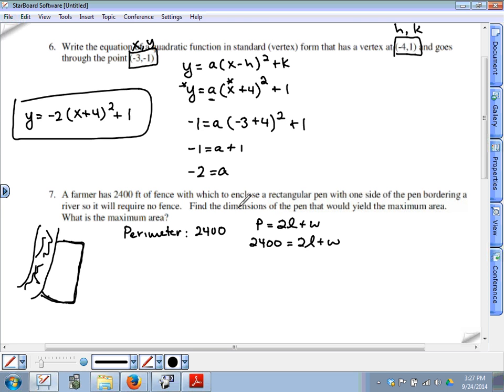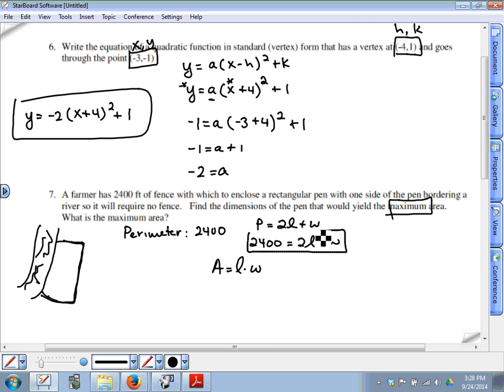Now the problem is saying find the dimensions of the pen that would yield the maximum area. So area is equal to length times width. And the key word here is maximum. Whenever you see this, maximum or minimum, usually that means having a function where we find a minimum or a maximum value on the function. The problem is A equals length times width is not a function. It has one too many variables. We don't know the length, nor do we know the width.